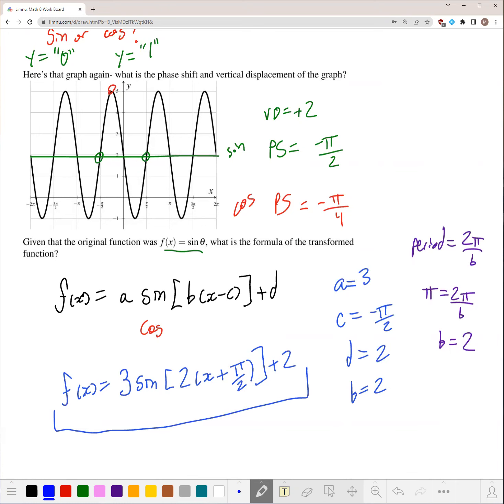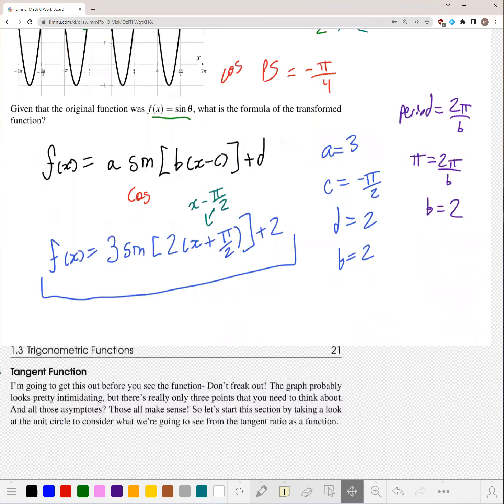Now, one thing that you'll notice is that I could actually have written down the other form of this. I could have taken that. It's also pi over 2. So I could have had x minus pi over 2. And that would actually give me the exact same function. So I have a little bit of flexibility here where, based on my period, my phase shift has a little bit of wiggle room.